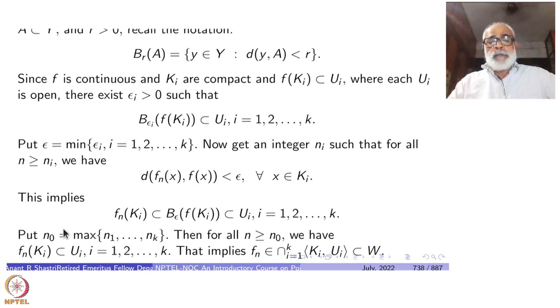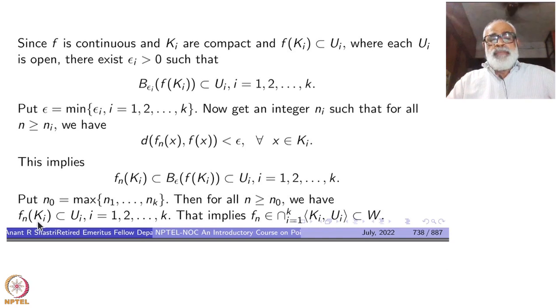Now I have n bigger than n_i corresponding to each i, but if I take n naught to be the maximum of n_1 to n_k and n is bigger than n naught, then all of them will be simultaneously true. Therefore, fn(Ki) will be contained inside Ui for all of them, which just means that fn is in the intersection of the brackets [Ki, Ui], but that is inside W.